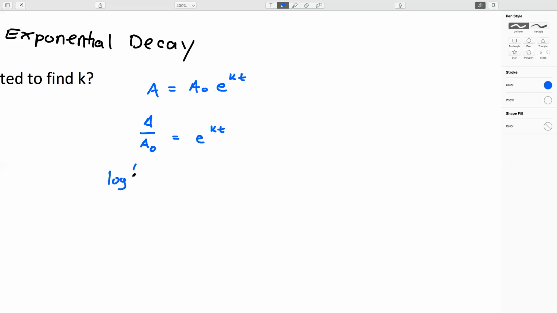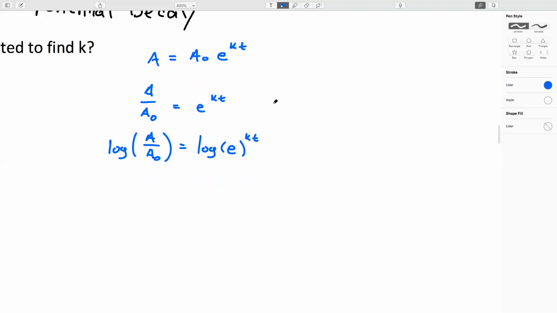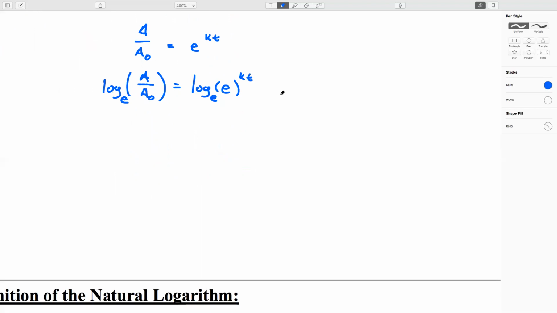So log of A over A naught equals the log of e to the kt. And now I'm going to take a special base log. I'm going to take log base e. On the right-hand side, log base e of e is just going to turn into 1. So let me just rewrite this: log base e of A over A naught is simply going to equal k times t, because log base e of e cancels, and you're left with 1.